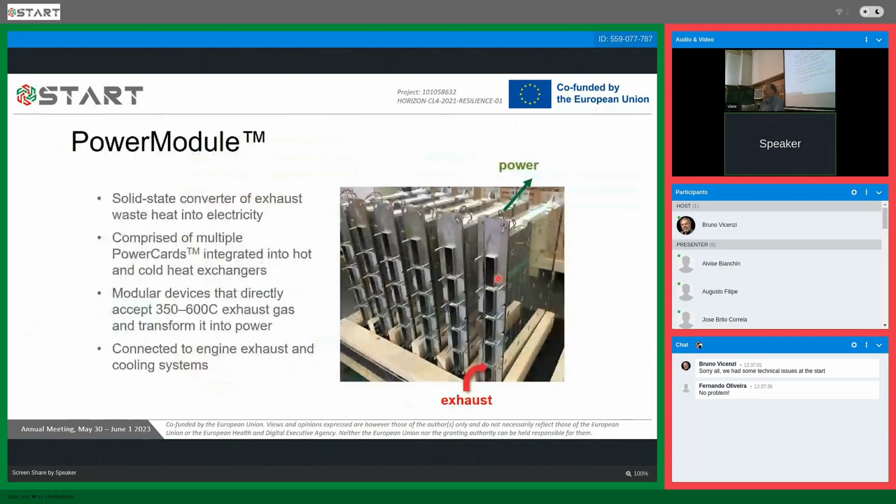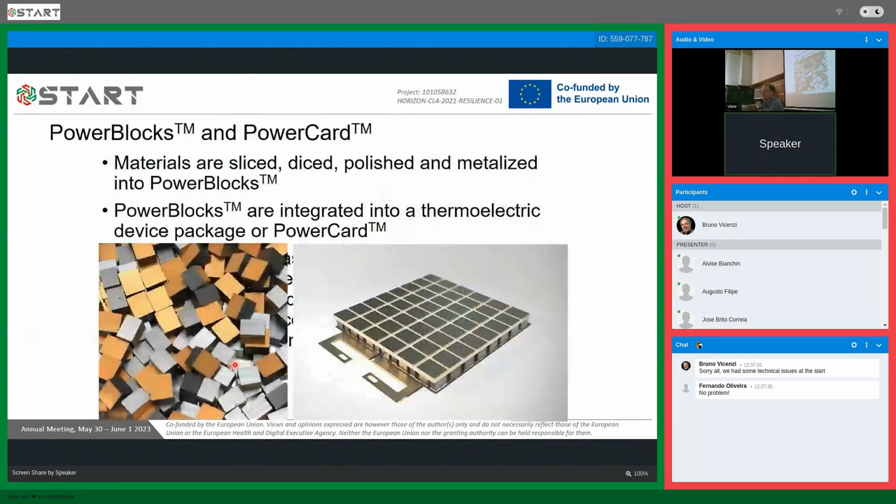And it was made up of these power modules, which again included the hot side heat exchangers and the cold side heat exchangers. They comprised multiple power cards and directly accepted exhaust gas from 350 to 600 C and transformed it into power. And it was connected to the engine exhaust and to the cooling systems.